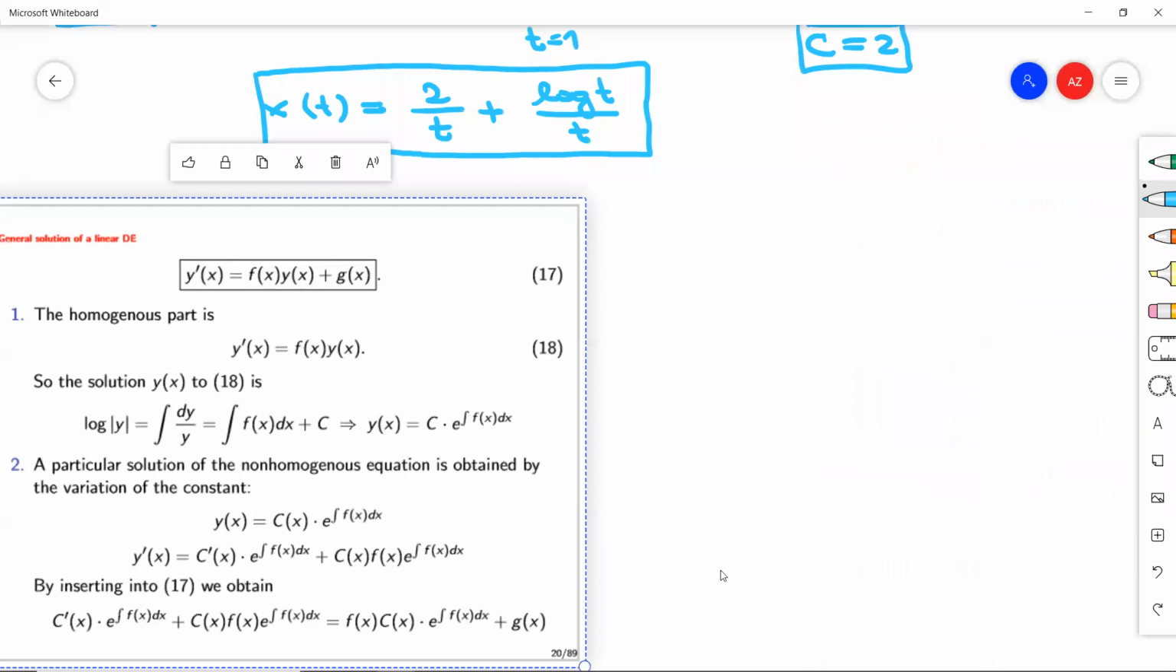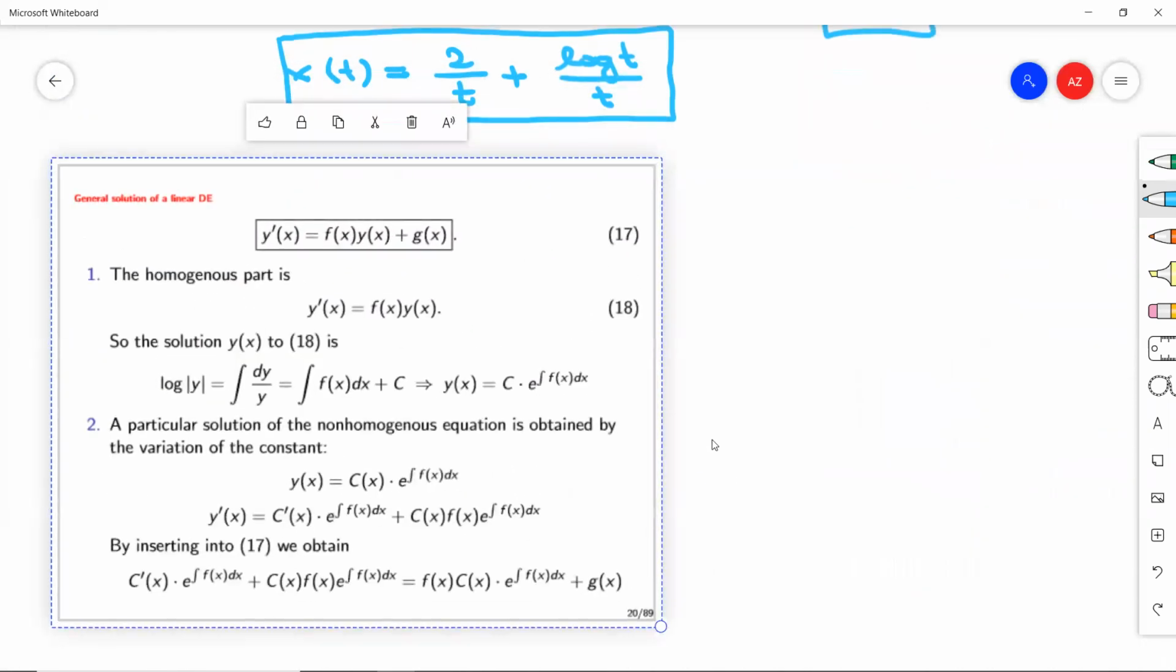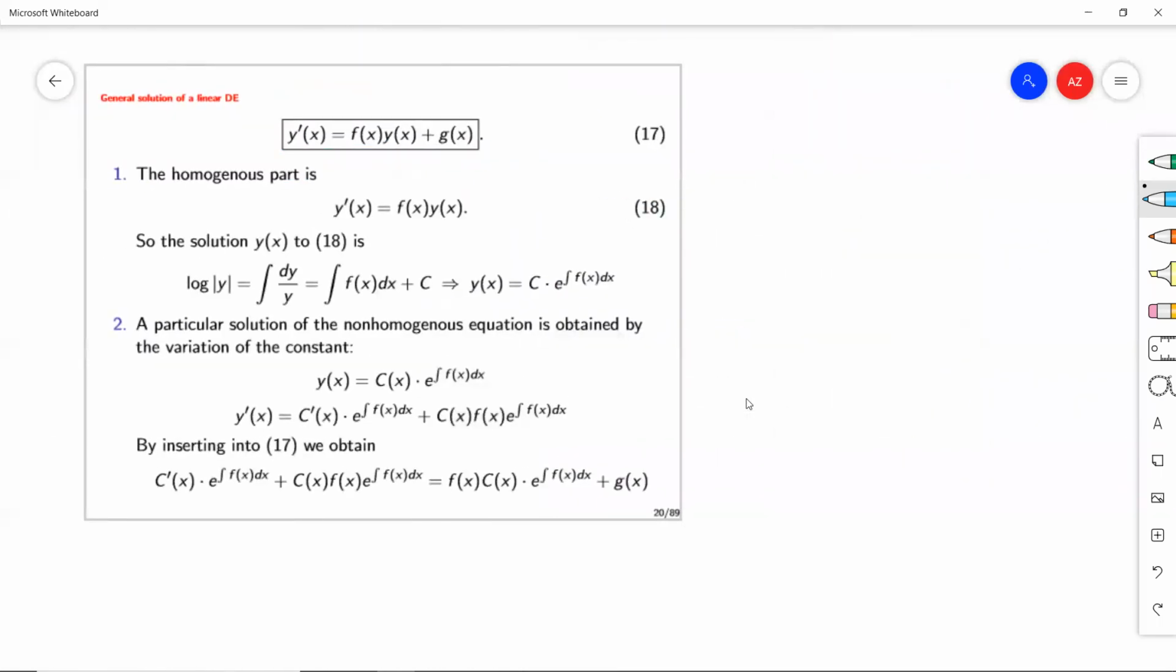So this is on slide 20. So here our x is y and our t is x. I only changed the notation. So we have this different first order linear differential equation. x is the independent and y is the dependent variable.